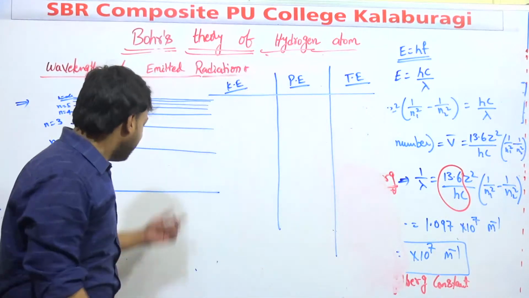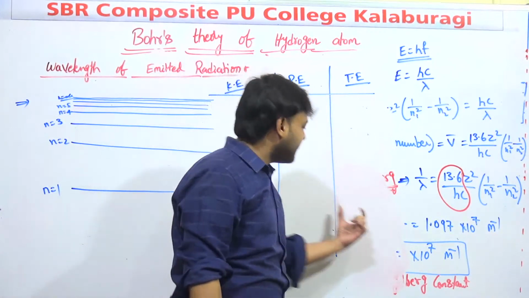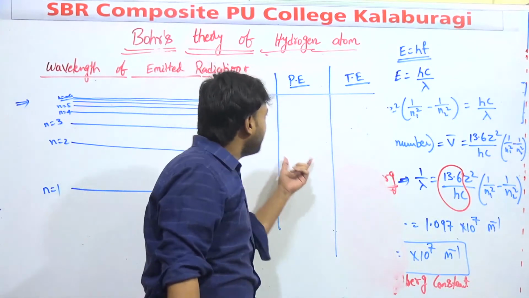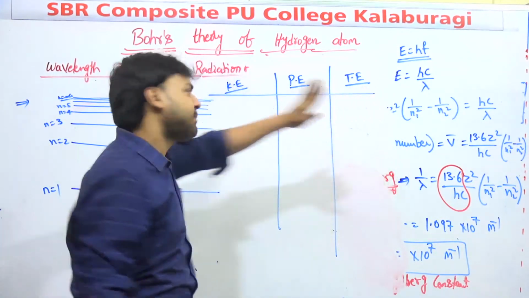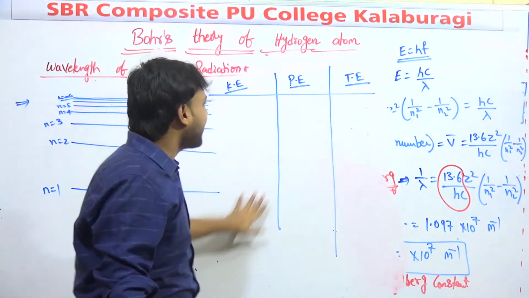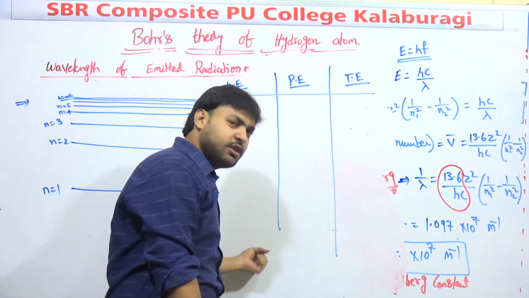Understood the point? At n equals 1, what is the kinetic energy? What is the potential energy? What is the total energy? At n equals 2, what is the kinetic energy? What is the potential energy? What is the total energy? Likewise, for all the orbits, at least up to n equals 5, I want the kinetic, potential and total energy. So try to do this.